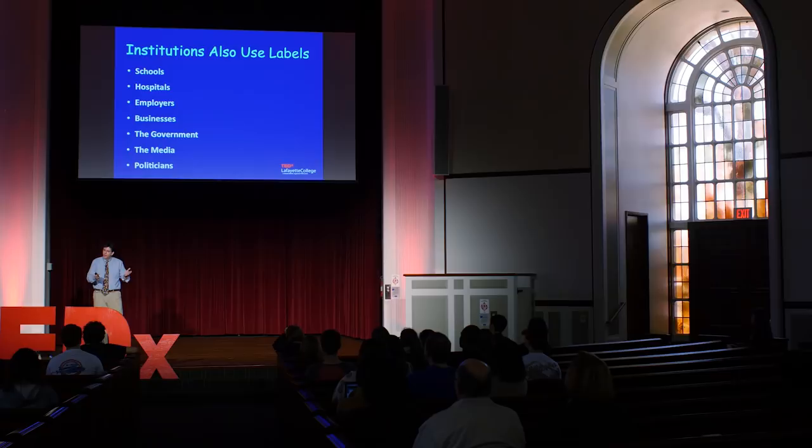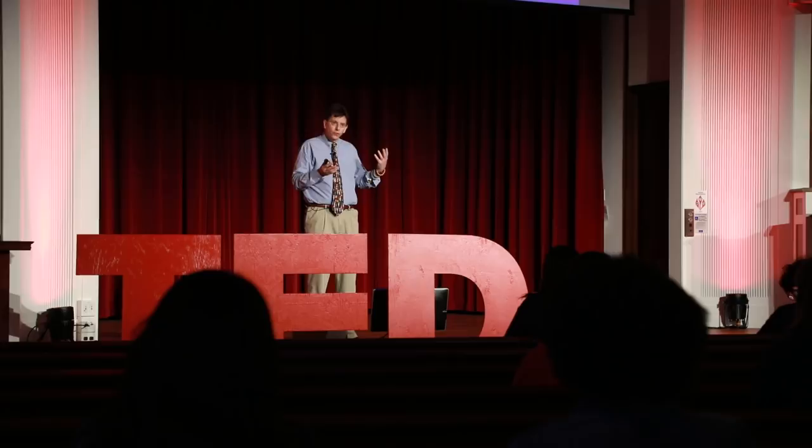The first time you go to a doctor's office, you fill out an information form. Think of the labels you put on that form. They ask you your age, they ask you your gender, they ask you your race, they will often ask you whether you're married, they will ask you whether you're a smoker, whether you're a drinker. These are all labels. And those labels can affect how the doctor sees you, and it might even affect how she treats you.